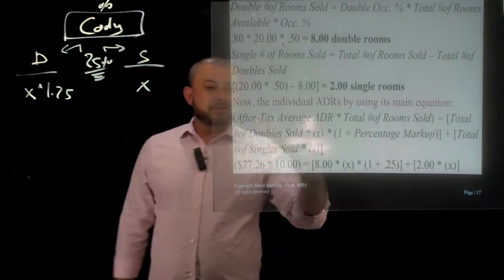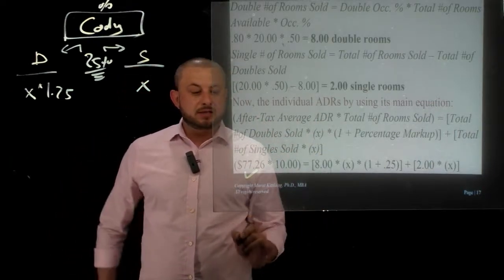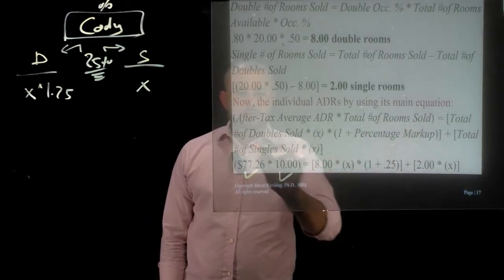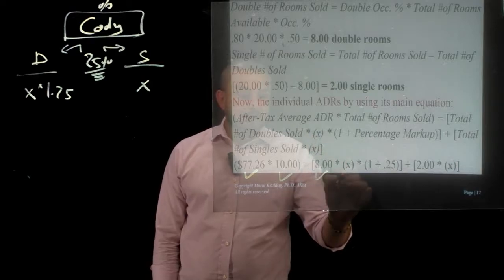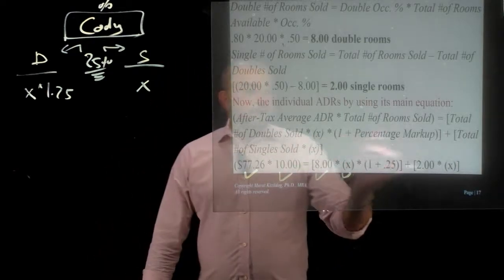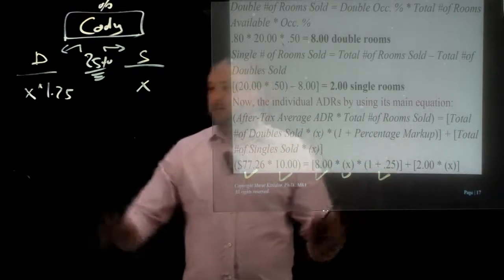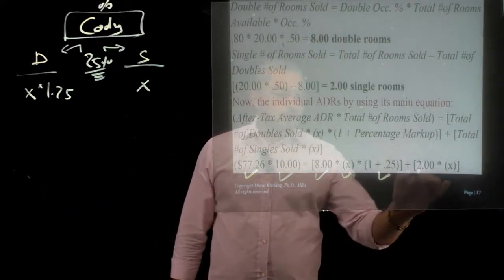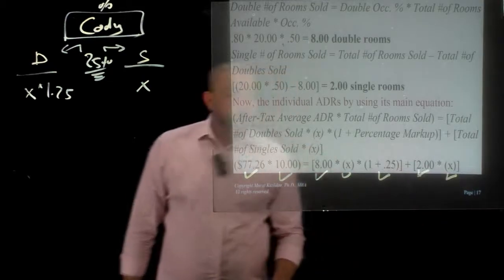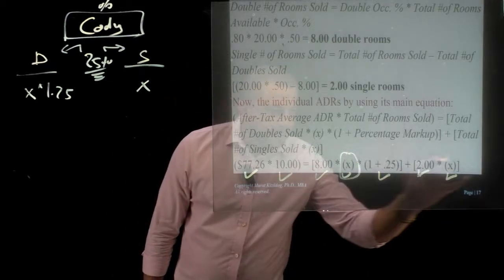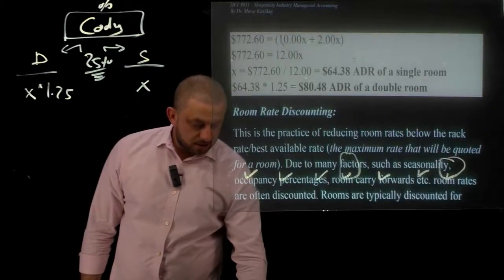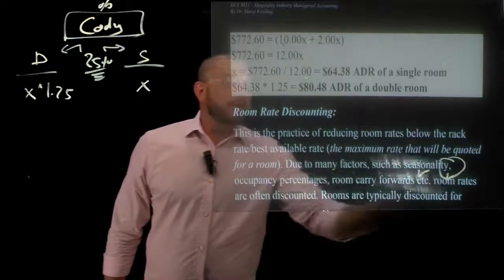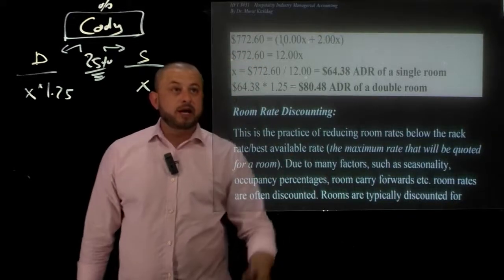So, after-tax average ADR, $77.26, multiplied by total number of rooms sold, 10, is equal to total number of doubles sold, 8, multiplied by x. We don't know x yet. 1 plus percentage markup, 1 plus 0.25, is equal to 1.25. Total number of singles sold, 2, multiplied by x. This is my equation. If I can find those x's, I'll be able to find out the individual ADRs. So I can simplify what I have just done.